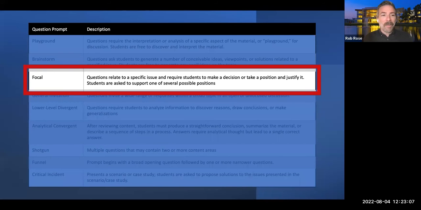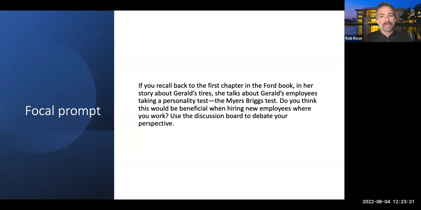And then one final example. Like I said, I don't want to read this whole thing, just looking at what's in this handout that I'm giving you. One final example here is a focal prompt, where questions relate to a specific issue and require students to make a decision or take a position and justify it. Students are asked to support one of several possible positions. This one might also be referred to as a debate prompt.